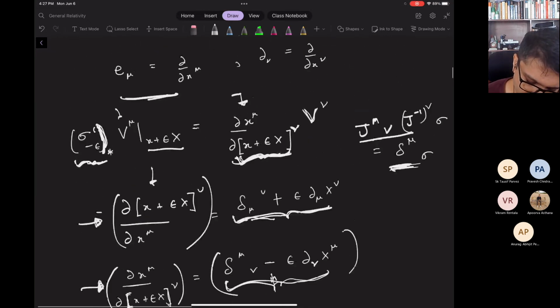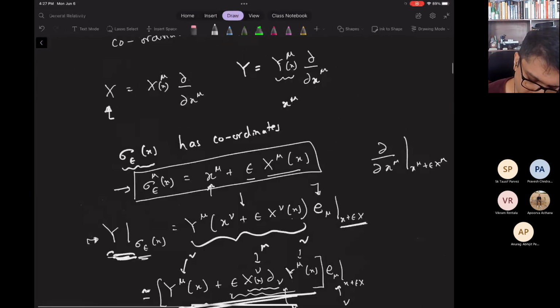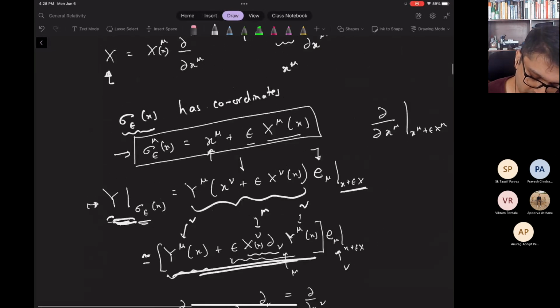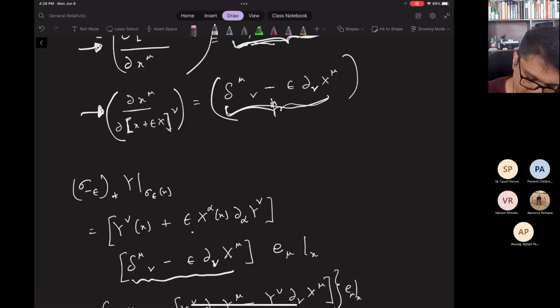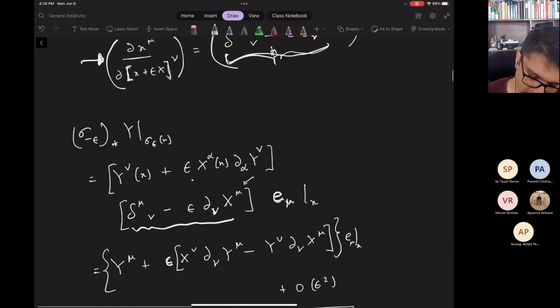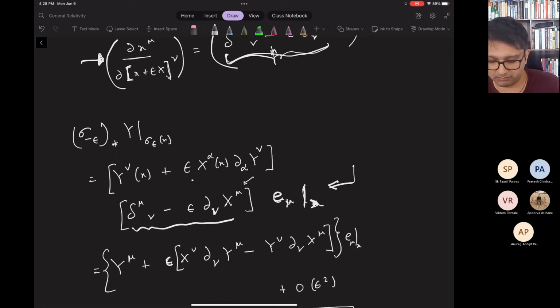Now I have the inverse Jacobian, which I stick in the middle. So it's delta mu nu minus epsilon partial nu x mu. And then I finally have my basis vectors, e mu, evaluated now at x. These basis vectors are evaluated at x, not at x plus epsilon, because I have pulled back to the point x. Now when you simplify all of this, the product of these two gives you y mu at x.